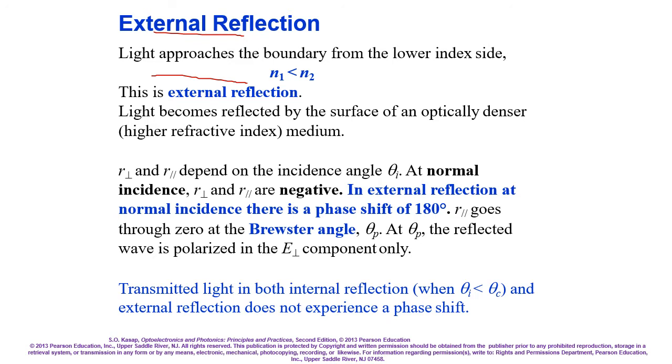R perpendicular and R parallel depend upon the incident angle theta I. At normal incidence, R perpendicular and R parallel are negative. In external reflection, at normal incidence, there is a phase shift of 180 degrees.